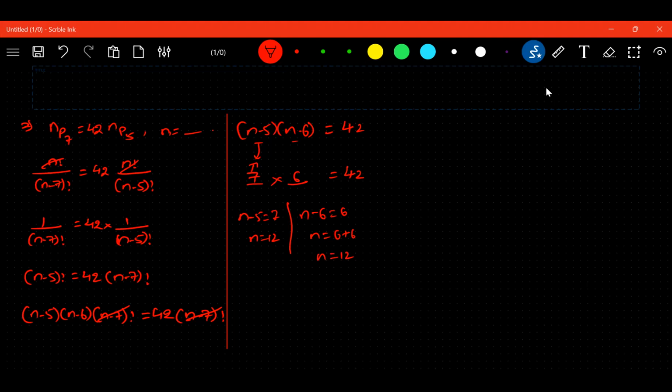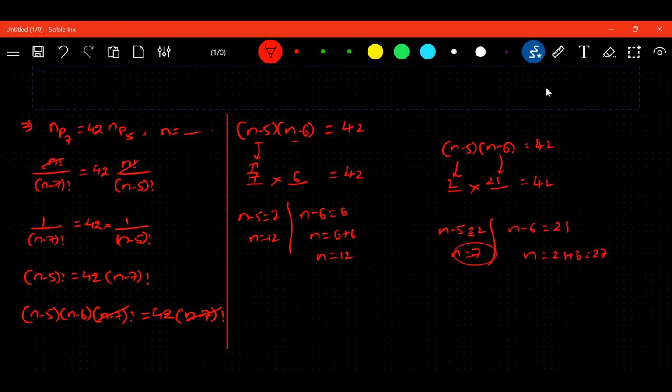Students, now you might have a doubt. Why have you taken 7 into 6? See here, suppose I write 42 as 2 into 21. That means n minus 5 is equal to 2, so n value will be equal to 7. And if I equate n minus 6 is equal to 21, n is equal to 21 plus 6, which is equal to 27. If you observe here, n value is different in these two cases. Am I right?